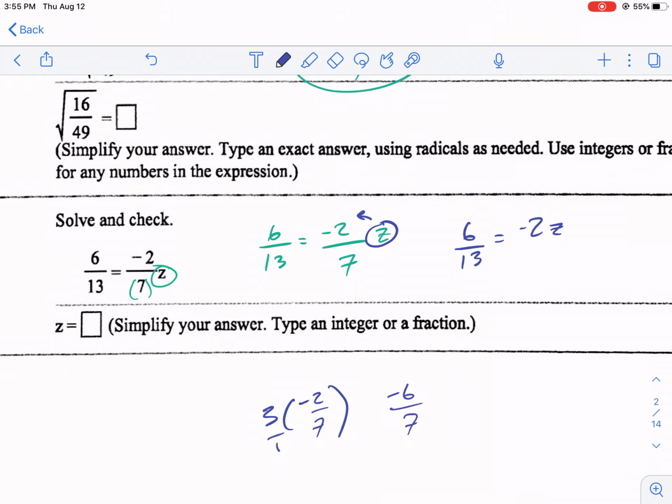So because that z is out and to the side, I'm going to apply it to the top. So we have negative 2z over 7, and now I'm going to cross multiply here. So I get 42. And then I'm going to do negative 2 times 13. I get negative 26, and then z. And then I just divide by negative 26 on both sides.